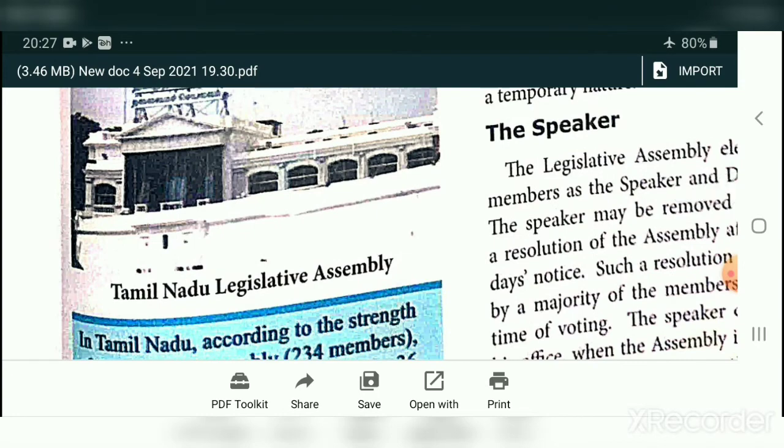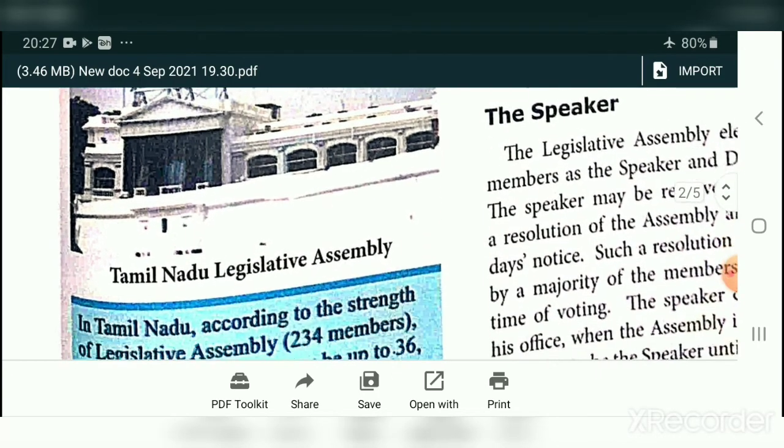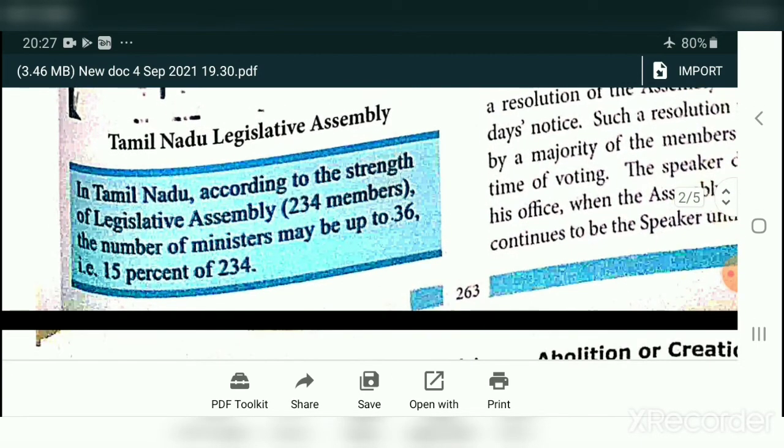You see this one, this is the Tamil Nadu legislative assembly, the lower house. According to the strength of the legislative assembly, the Tamil Nadu legislative assembly strength is 234 members. The number of members may be up to 36, that is 15% of 234.